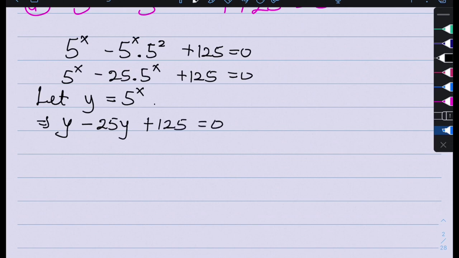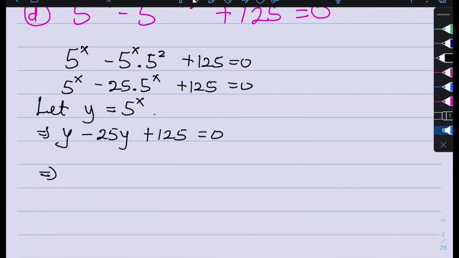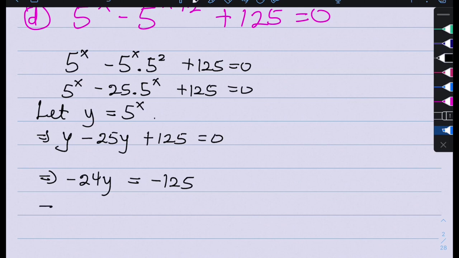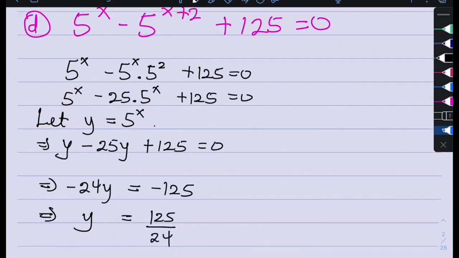All right, so now this should give you negative 24y is equal to negative 125. I just moved it to the other side. You divide through by negative 24. So you have y is equal to 125 over 24.